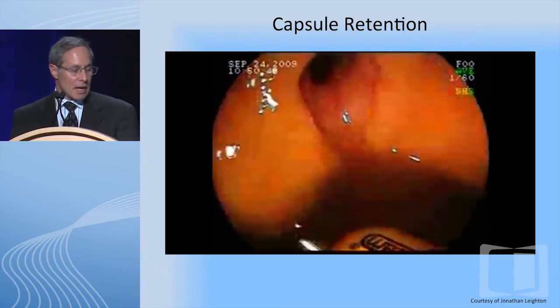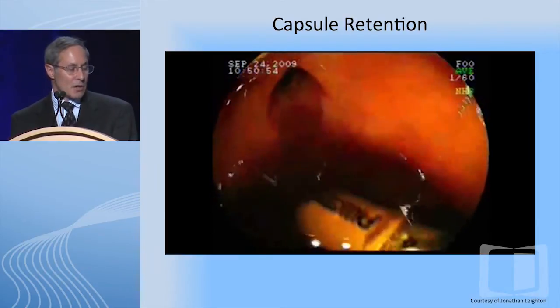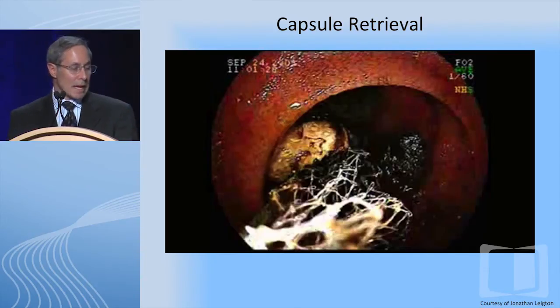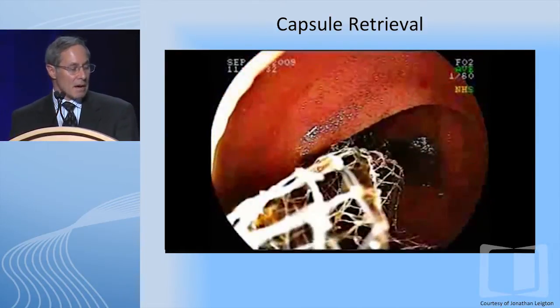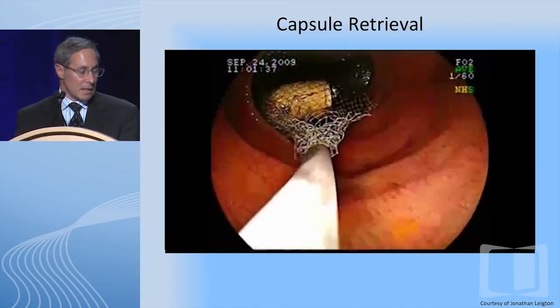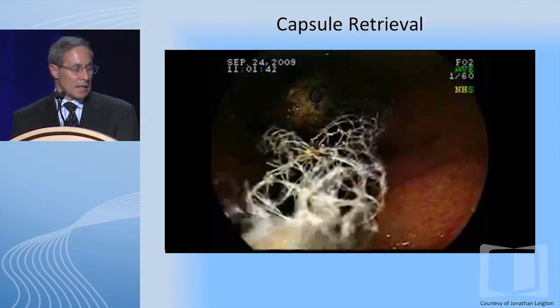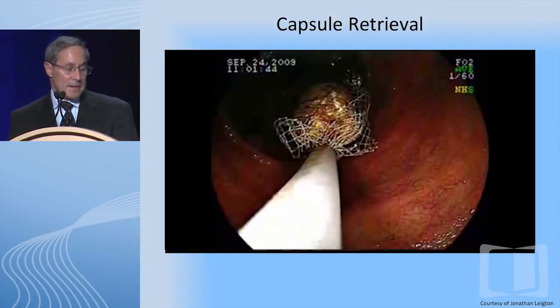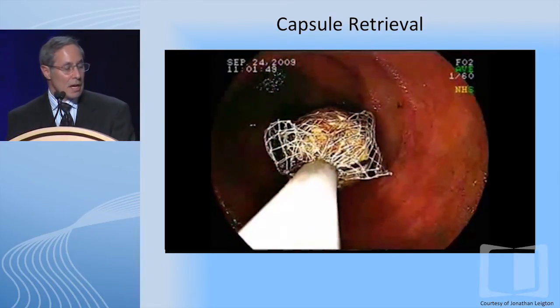Okay, this video depicts another problem where a small bowel stenosis led to capsule retention. Next slide, please. The use of the double balloon enteroscope, and again, these slides are courtesy of Jonathan Layton. This shows the retrieval of a retained capsule endoscope using double balloon enteroscopy and a basket, and this prevented the need for surgical resection or any surgical procedure.